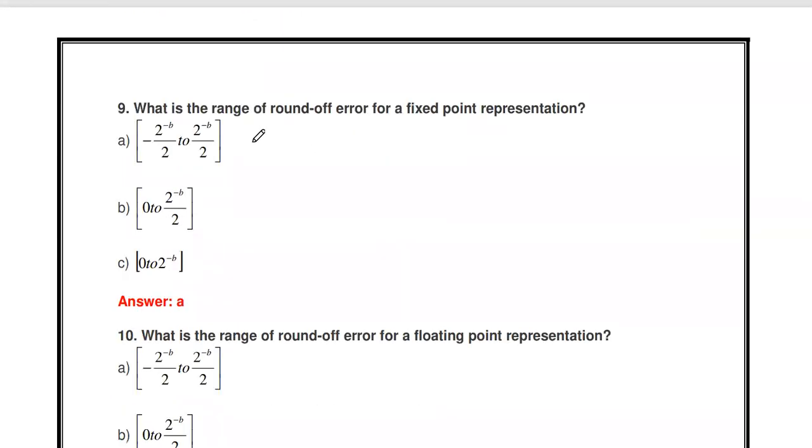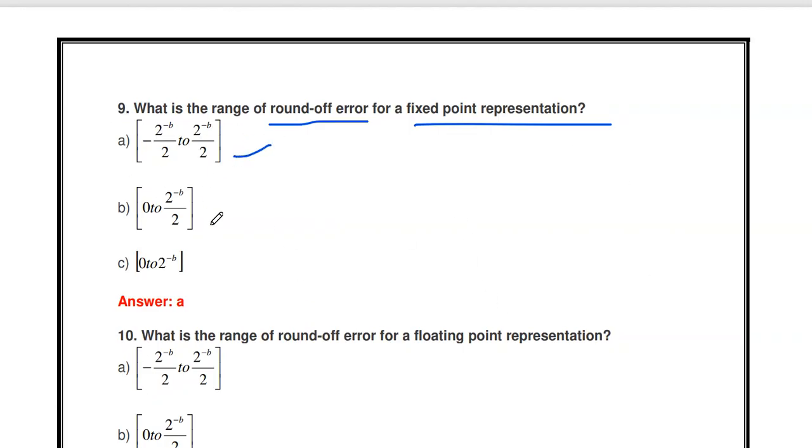Then the next one, what is the range of round off error? Okay, round off error means if you are using the quantization process rounding instead of truncation, what is the round off error for fixed point representation? So the round off error range is minus 2 to the power minus b by 2 to 2 to the power minus b by 2. Okay, this is the answer.